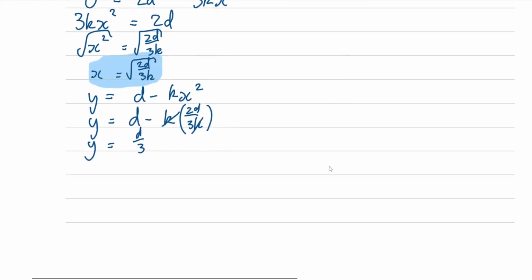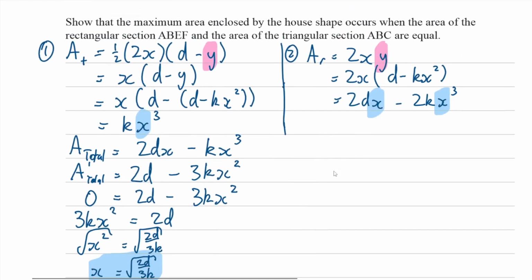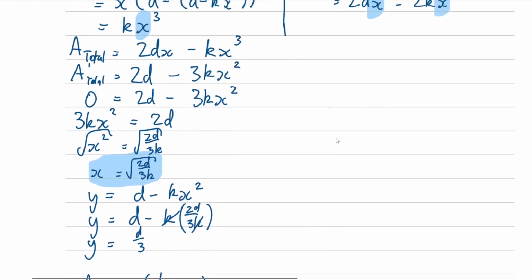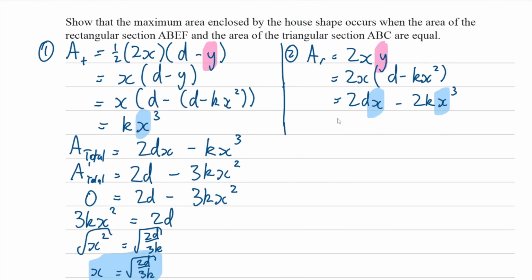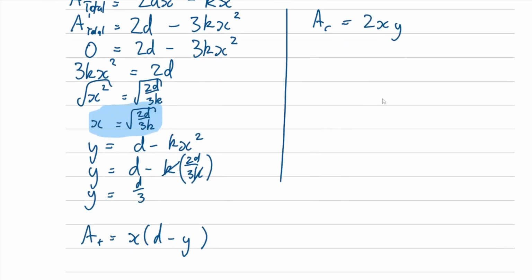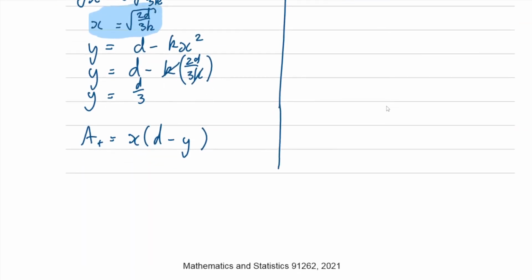Alright. So now I will use those two equations for area. So area of a triangle, x times d minus y. Cool. And area of a rectangle, 2xy. Running out of room here.